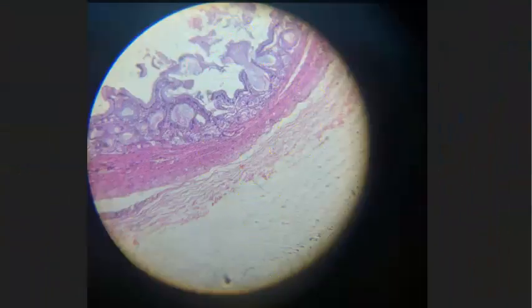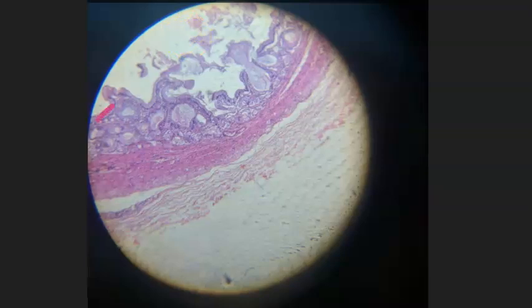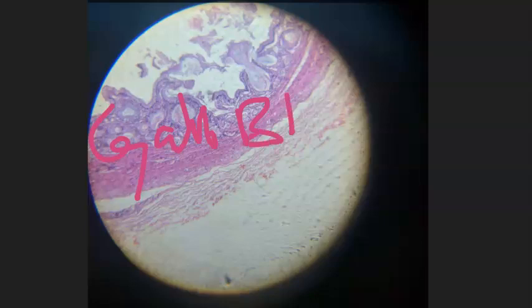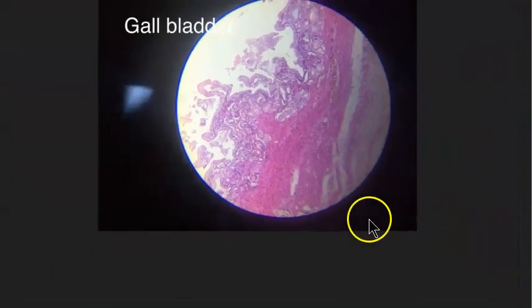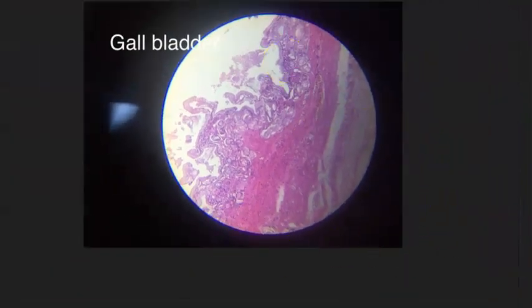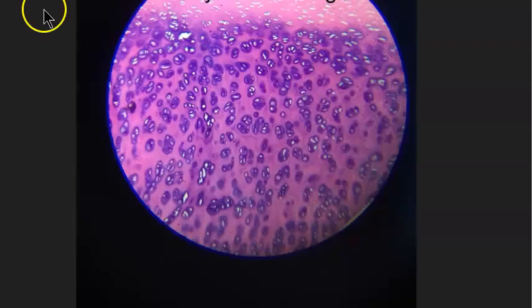What do you think this is? Starts with G. Take a guess. It is gallbladder. Okay. Gallbladder. This one is also gallbladder. Now it begins with H. So can you say this one? Hyaline cartilage. Very good. Cartilage.